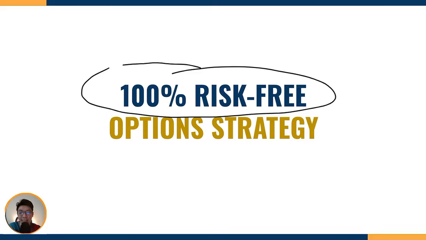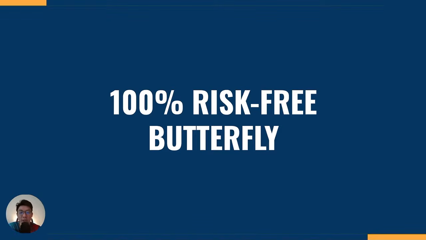So what is this 100% risk-free strategy? And in the first place, is it really even possible? Well, let's find out together. So what is this strategy? This strategy is none other than the 100% risk-free butterfly, right? So if you guys are familiar with the butterfly, I'm sure you know that the butterfly does have some risk, although the risk reward is pretty good, right? But you still have some risk. So you might be wondering, how is it possible to have a 100% risk-free butterfly, right?